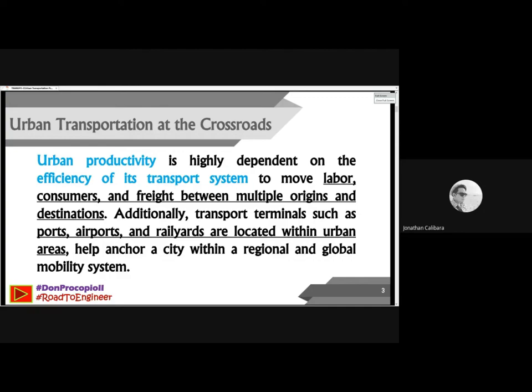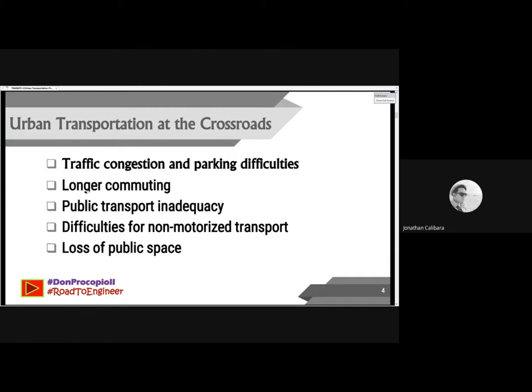For our next slide, it is urban transportation at the crossroads. Since we are talking about problems, what are those common problems that we experience? Even me, you, your uncle, your auntie.